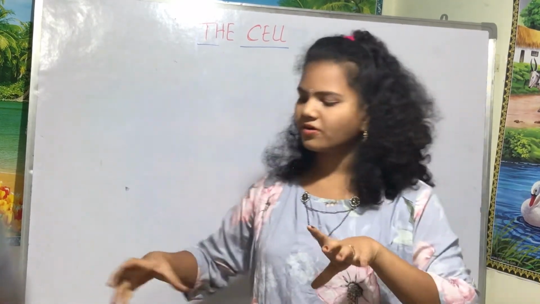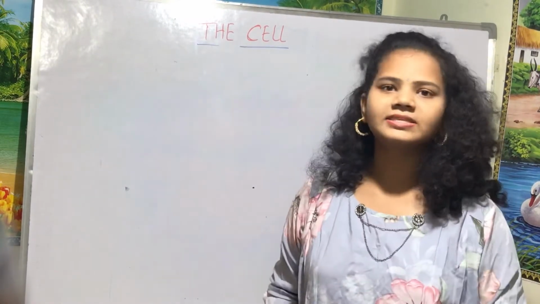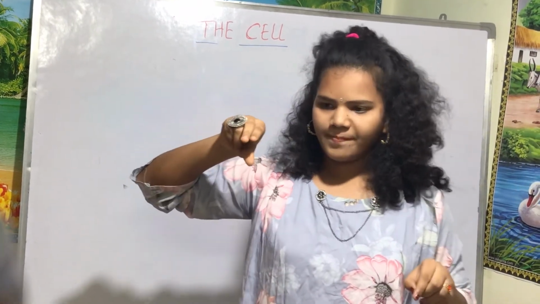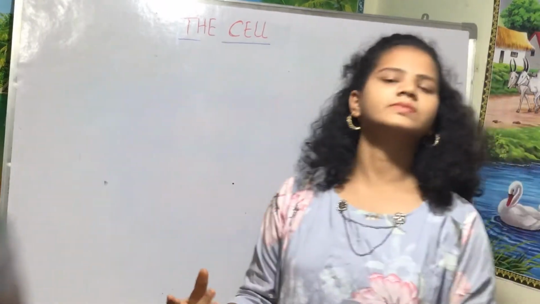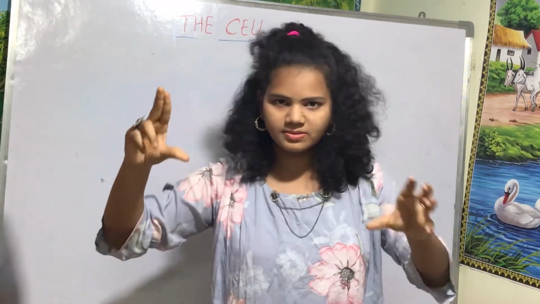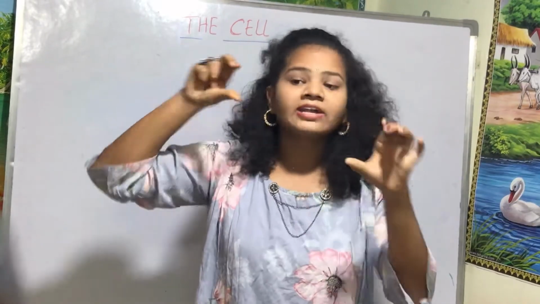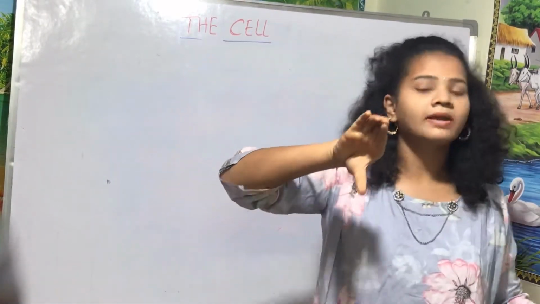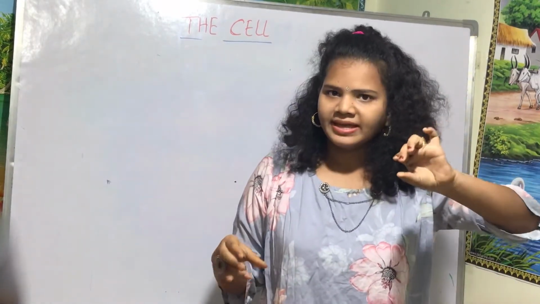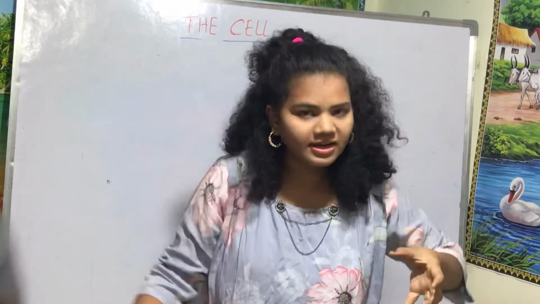So cells differ from each other based upon their size. They differ from each other based upon their shape. For example, let's say nerve cells. So nerve cells are the longest cells. They have different types of shape so that they perform different types of function. And the bacteria has a different type of shape so that it performs a different function.